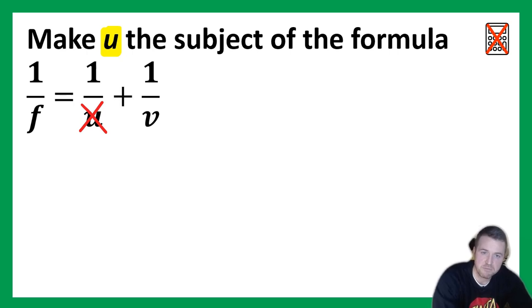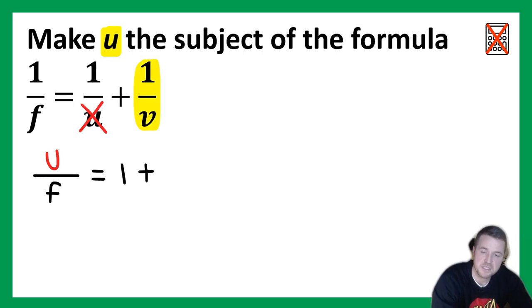Multiplying the left-hand side by u will give me 1 multiplied by u at the top of the fraction, which will just be u, and this is being divided by f, which is equal to 1 once the fraction has been eliminated, plus this term is separate to the one where we multiplied through by u, so we will have to multiply by u here also, giving me u over v.